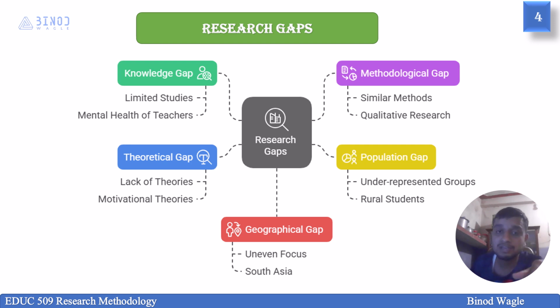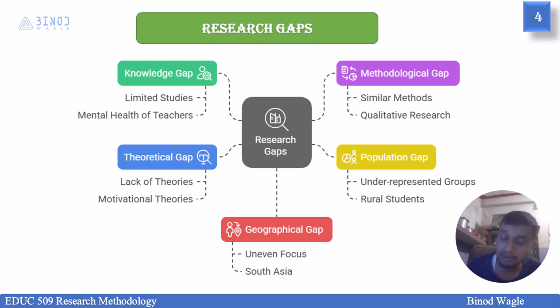The next one is the methodological gap. A methodological gap is when existing studies use similar methods and alternative methods are needed. For example, most studies use the survey, and no qualitative research has been conducted. Then the research gap might be methodological. We can change the methodology by using qualitative or mixed methods, even if the topic is the same.